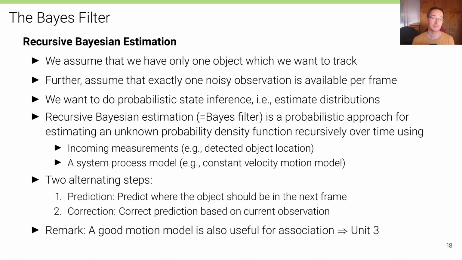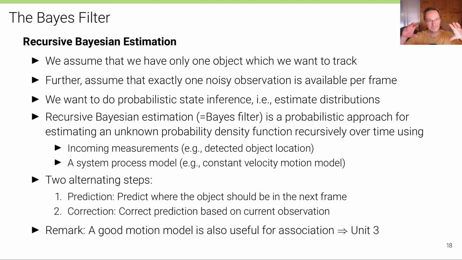As a little remark, a good motion model is not only necessary here for making a good prediction that we can then easily correct, but it's also important for association, obviously, because if we have a lot of detections and our predictions are very accurate, then it's very easy to find the correct detection that corresponds to each prediction in the next frame. So while we are deriving the Kalman filter here, or the Bayes filter here first, the Kalman filter is a special case.